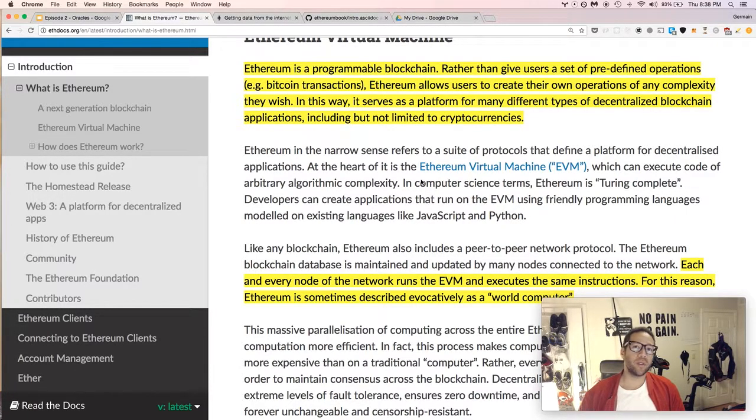And so you have to see Ethereum as a platform for many different types of decentralized blockchain applications, or what we call dApps. But it's not limited to cryptocurrencies. The way that it runs is that each computer that downloads the Ethereum node can run as a node on the platform, and it connects all the computers. For this reason, Ethereum is sometimes described as a world computer.